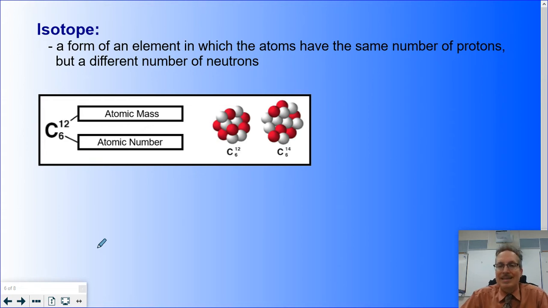Now, we've used the word isotope. An isotope is when a substance, for example, carbon-12 here, compared to carbon-14, what's the difference between the two? Well, I'm going to draw this. This is going to be carbon, and we're going to call this 12. And then this is going to be carbon, and we're going to call this one carbon-14.